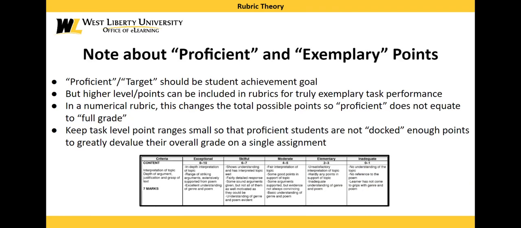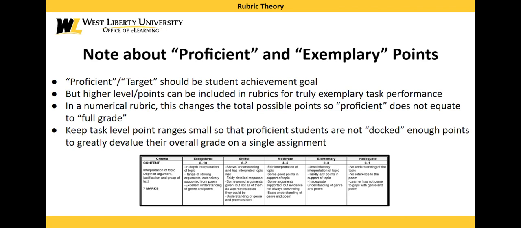Now a note about proficient and exemplary points in numerical rubrics. As with any assignment, instructors and students hope to achieve at least proficiency. But what about students who go above and beyond proficiency? This is where an additional task level can be added. In keeping clear, distinctive differences between task levels, an exemplary description should also be above and beyond a proficient description.